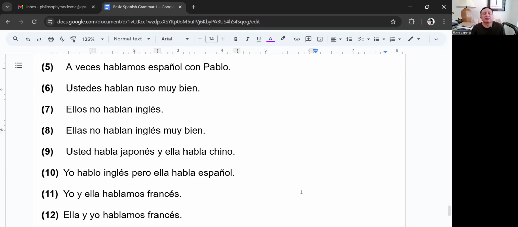Number 7. Okay, we have a negative verb. Ellos no hablan inglés. Easy, right? Ellos is easy. By the way, Spanish, like English, makes nouns plural by adding an S, and in Spanish we do the same thing with the pronoun. Él is singular, but ellos is plural. Ella is singular and ellas is plural, right? So this is a plural. They don't speak English.